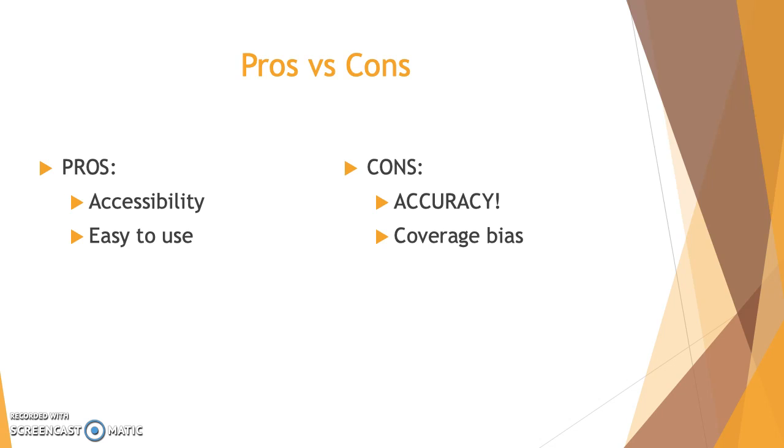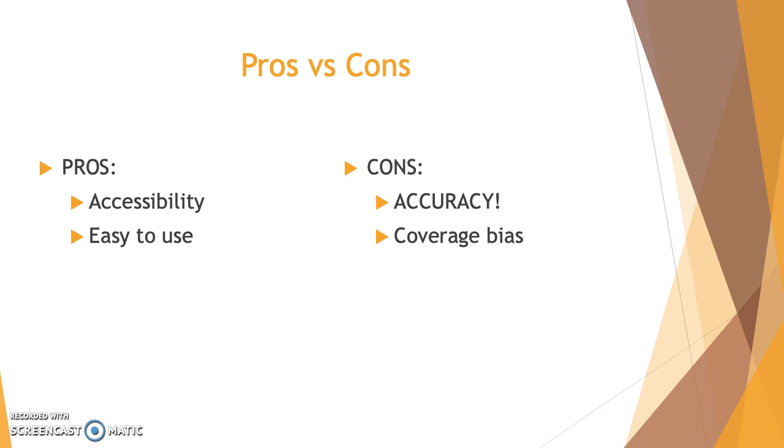Pros and cons of VGI. A major pro is the accessibility. All you really need is a computer and a device to store geographical information. It is easy to use. Many of the software, such as OpenStreetMap and Wikimapia, are very much user-friendly.